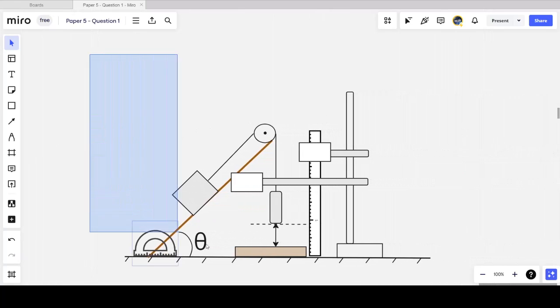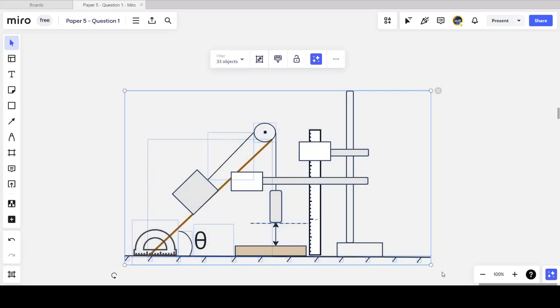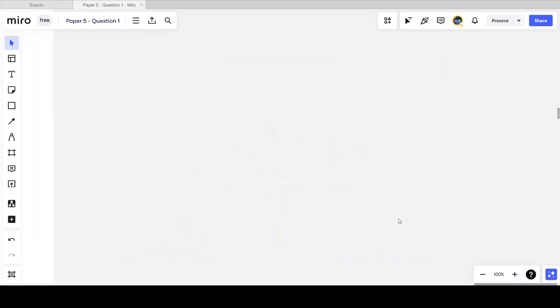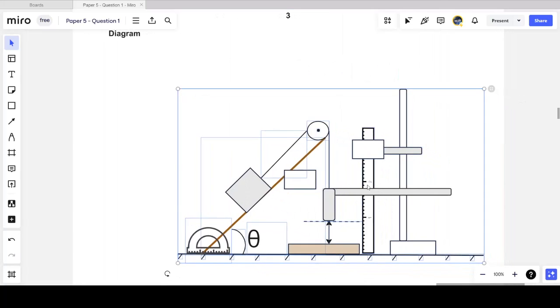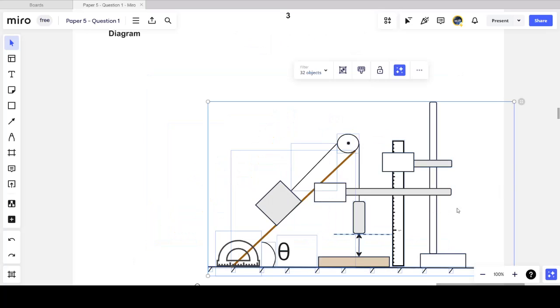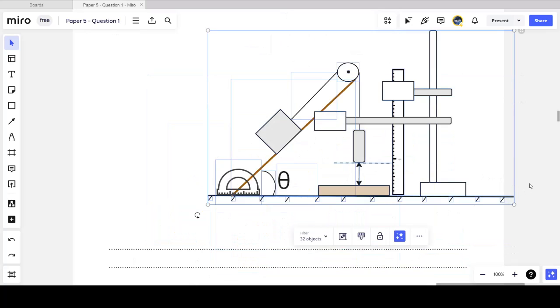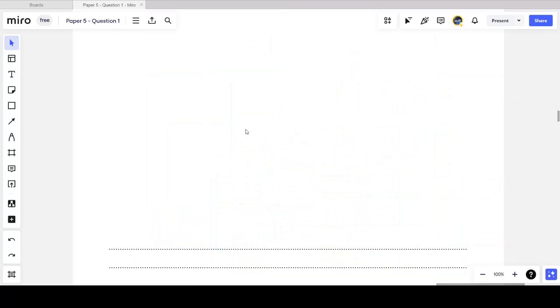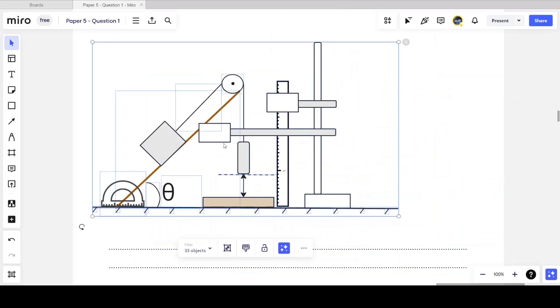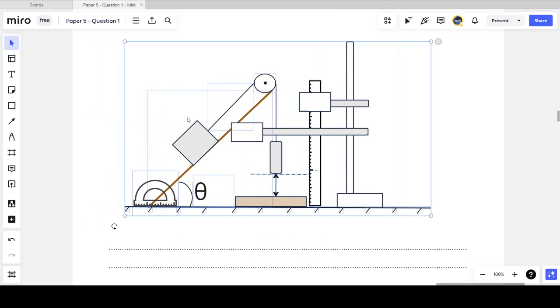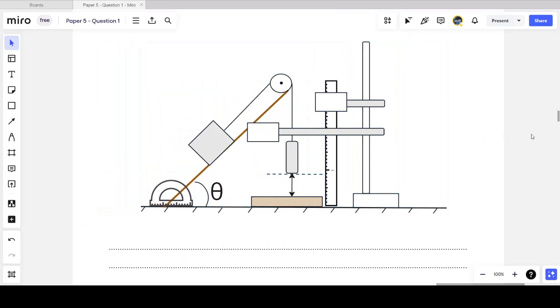This is not something that will magically just appear, but this is, again, something simple, two-dimensional, side-on, and it's something that you need to be able to draw on your own in a very short space of time. And so this is what my diagram looks like.